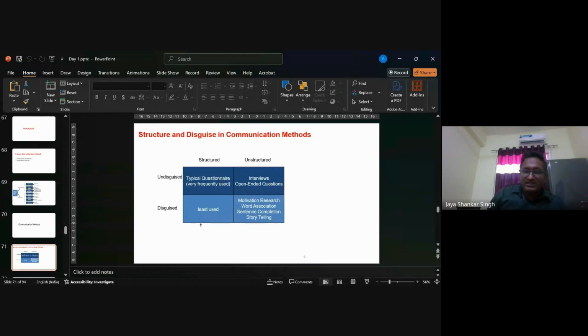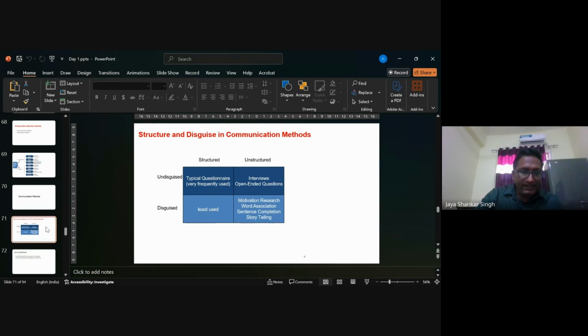Disguised, unstructured: motivational research, word association, sentence completion, storytelling are examples of unstructured and disguised. Storytelling is one of the most used disguised communication methods of data collection. Okay. Disguised and structured are least used generally. As a researcher, you will not use disguise to collect data. Okay.